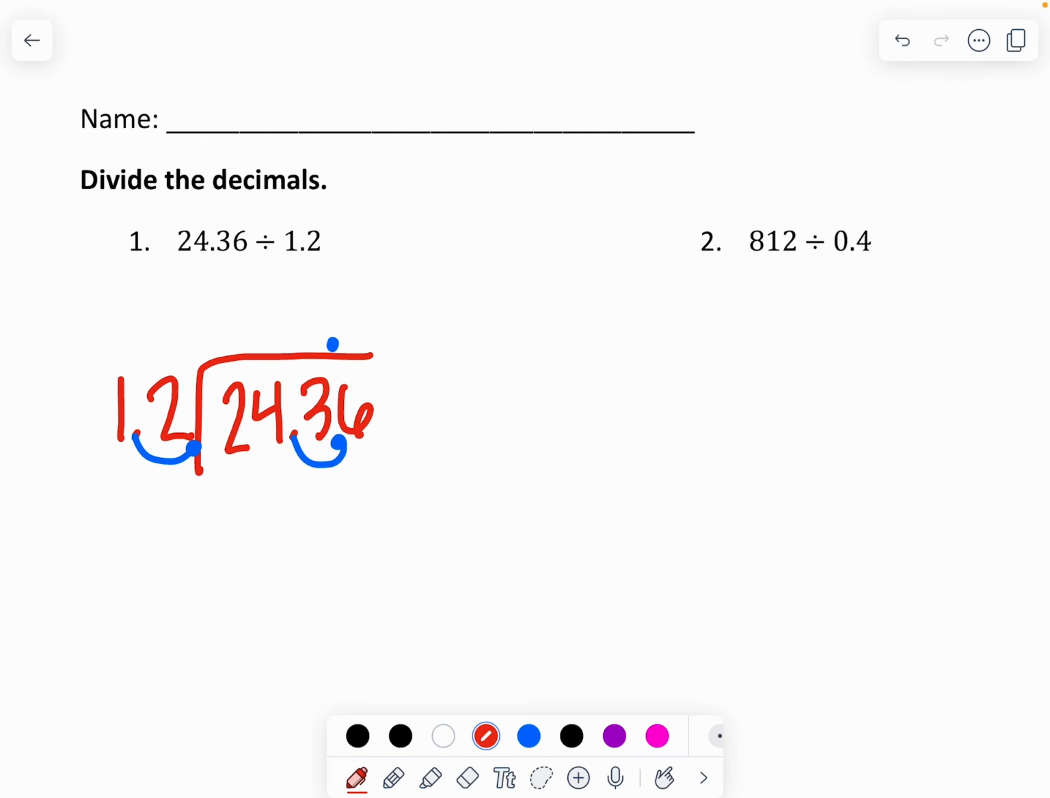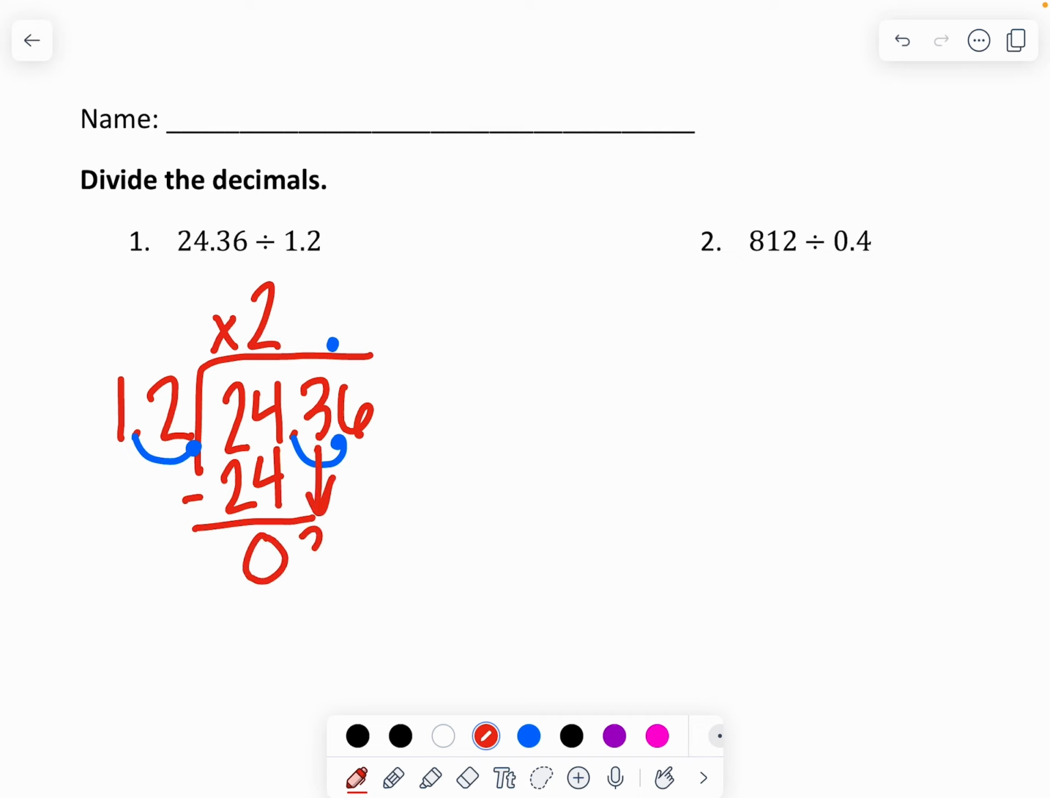So remember, place value is important when you divide these. So 12 can't go into 2, so I'm going to either put an X or a 0, whatever helps. And then I do know that 12 can go into 24 two times, so I put my 2 above the 4. 2 times 12 is 24. So when I subtract those, 24 minus 24, I get 0.